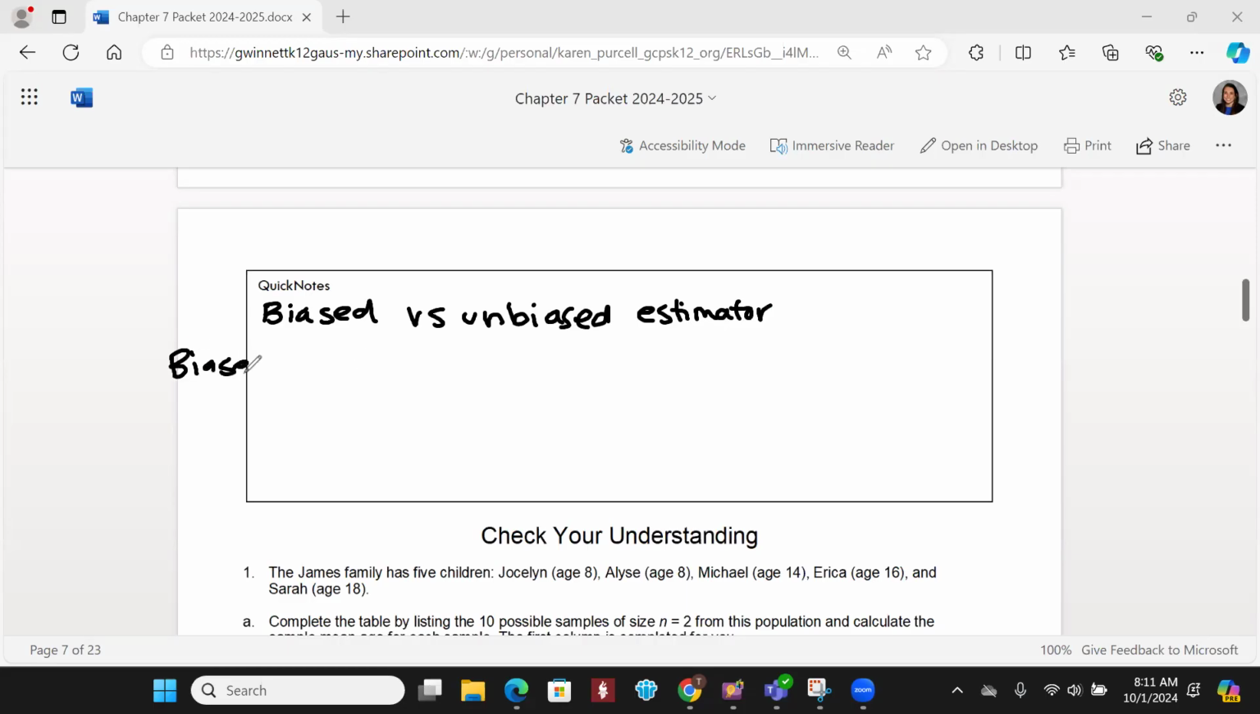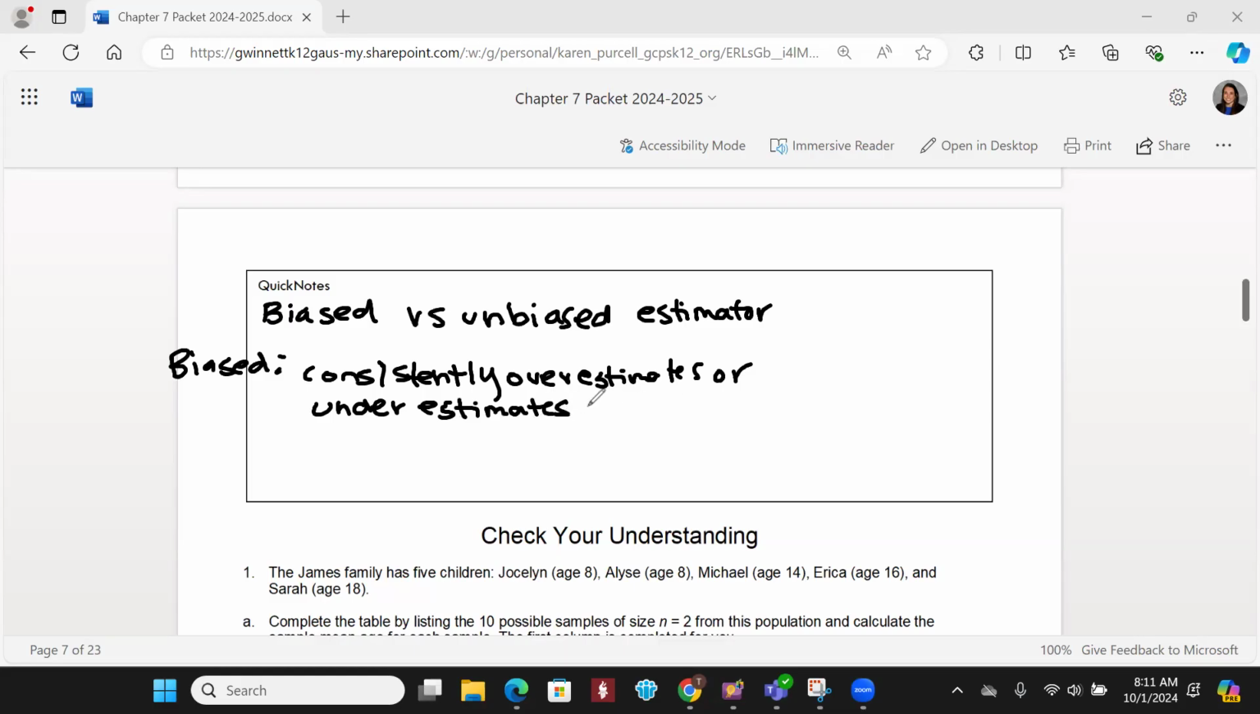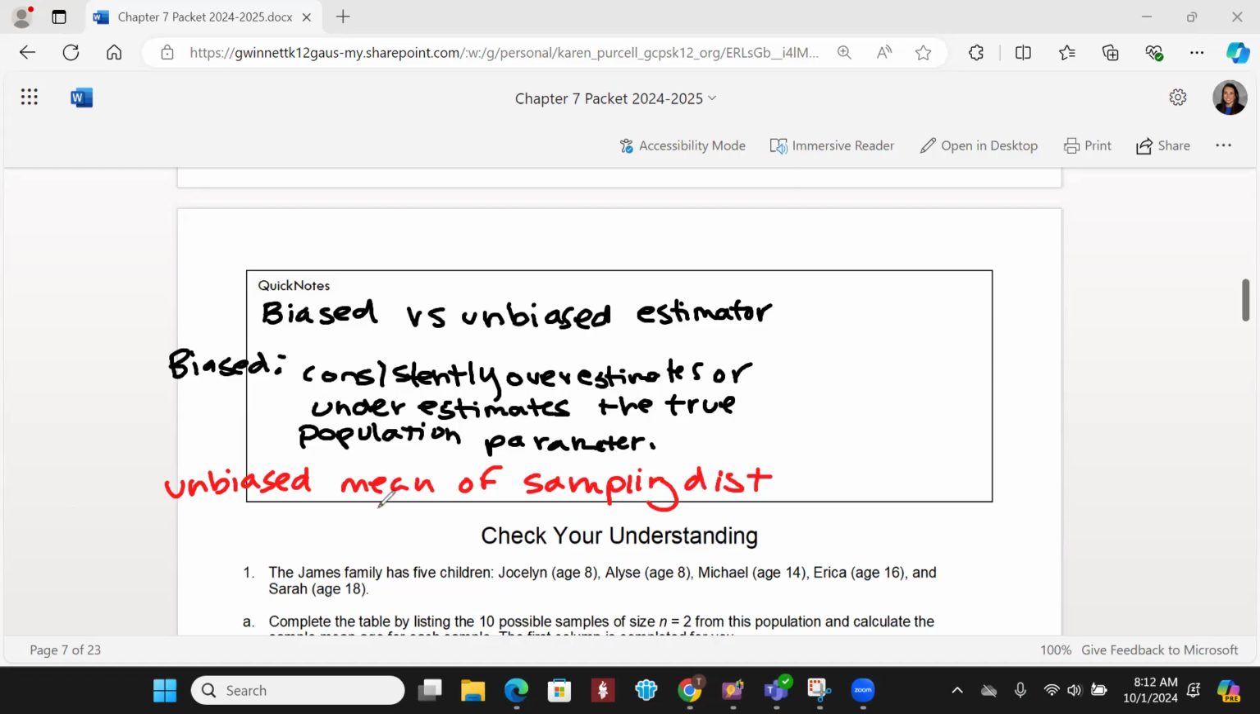All right, biased versus unbiased estimator. Bias is when you consistently overestimate or underestimate the true population parameter. What's the parameter? It's talking about the population, right? All right, unbiased is where the mean of the sampling distribution is equal to the population parameter.